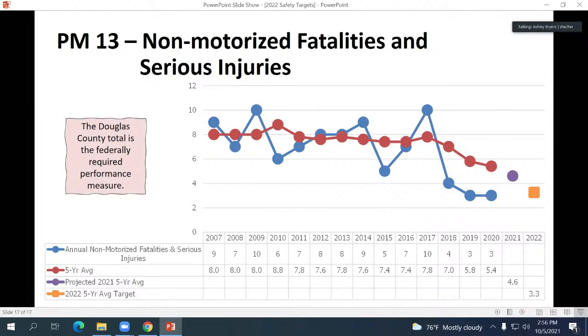So those are all the targets that we created using the math model that we've used in the past. We'd like to discuss these targets with you and decide if we want to go forward with them. So I will stop sharing, and I guess I could pull it back up. I'll leave it shared so we can go to something if we want to.